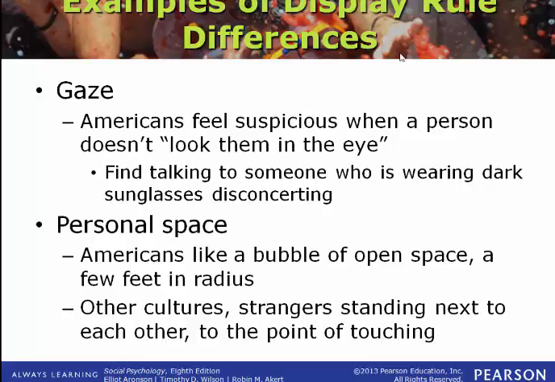Also, personal space. It says Americans like a bubble of open space, a few feet in radius. Now, there are individual differences here, but for the most part, who gets to come into your bubble? The people that you invite into your bubble. Other people shouldn't be in your bubble. And usually when I do in-person classes, I have students who have very intense reactions to this. Yes, don't get in my personal space. I like my personal space, right? But in other cultures, strangers stand next to each other to the point of touching and feel comfortable with that.